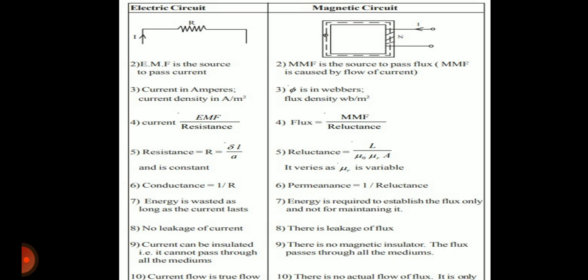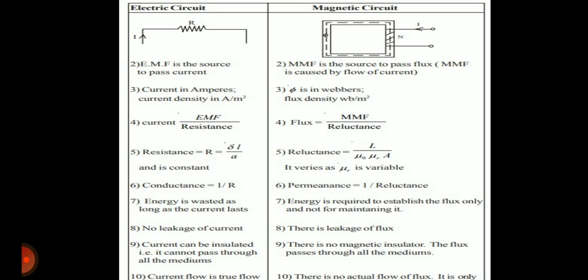Energy is wasted as long as the current lasts. As the current flows through a resistor, there is a wastage of energy. But energy is required to establish the flux only and not to maintain it. After establishing the flux inside the core, there is no longer a need for energy.